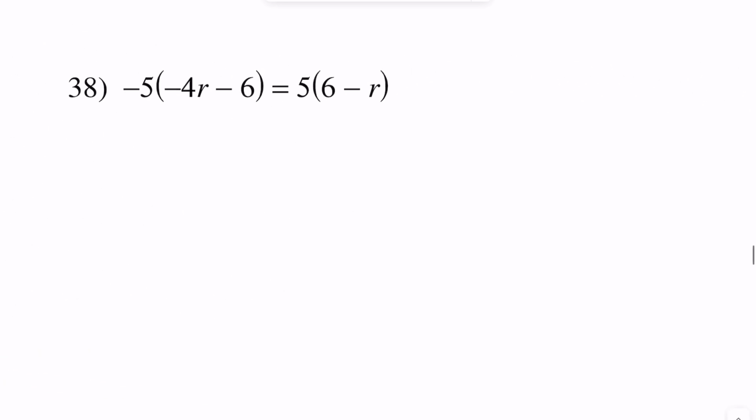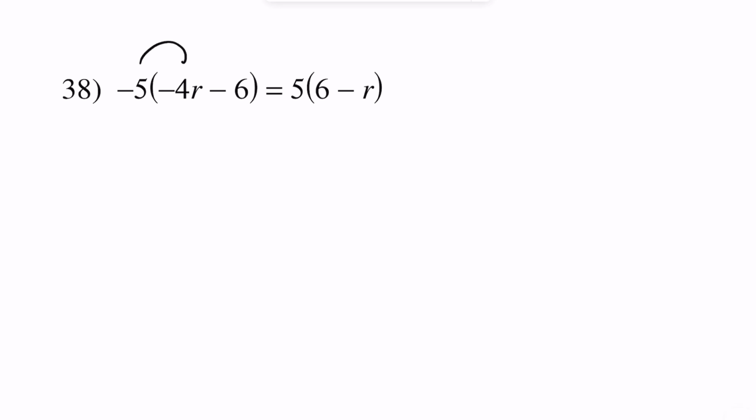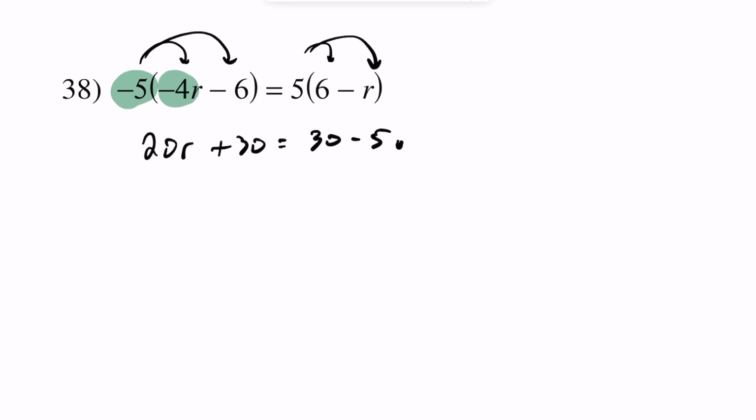See if you get the same thing as me. Same thing here, we're going to have to go through our distribution, in which case you get 20r. Again, don't forget, we've got here a minus with a minus. You always grab the sign in front when you do your distribution. That'll be a plus 30 is 30 minus 5r.